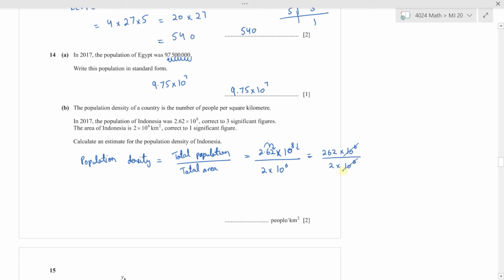I can simply cancel out this 10 power 6 and this 10 power 6, and then 262 can be divided by 2. So 2 ones are 2, and 2 ones are 2, 2 threes are 6, and 2 ones are 2. So your answer here is 131 people per kilometer square, which is your population density for Indonesia.